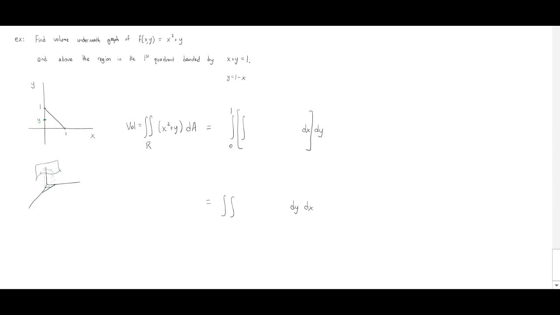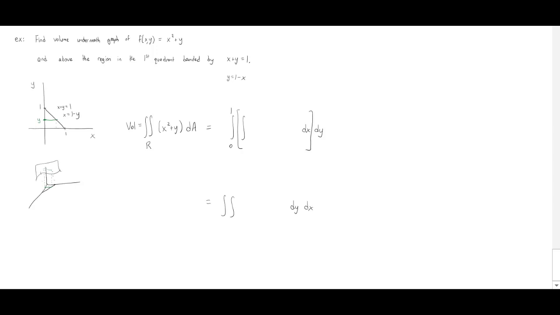the bounds on x are not going to be from 0 to 1, because you see that it starts at 0, but it stops at whatever this is. So if the equation of my line is x plus y equals 1, then I could get this x value by solving for x. It should be 1 minus y. So the bounds on x will start at 0, but they're always going to go up to the line, which was x equals 1 minus y. So I'm going to have 0 up to 1 minus y for the bounds on x.